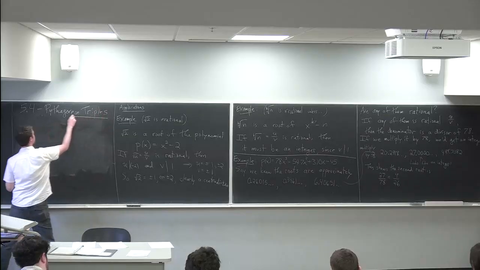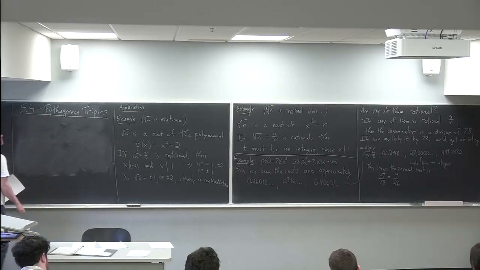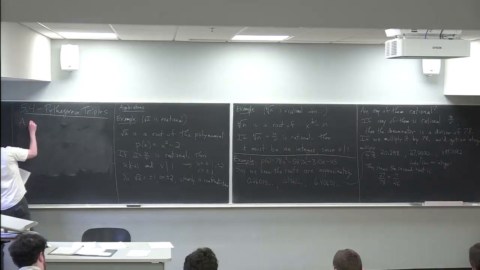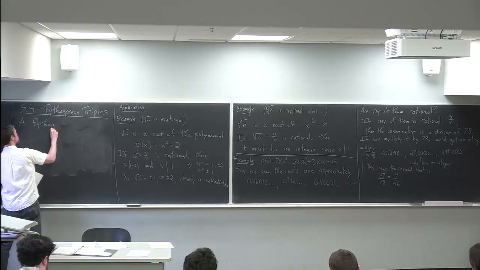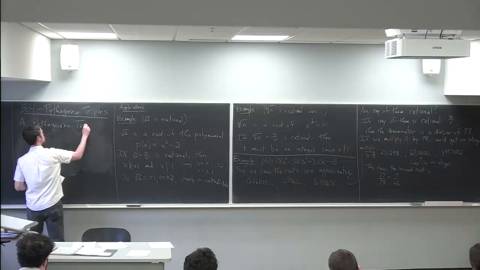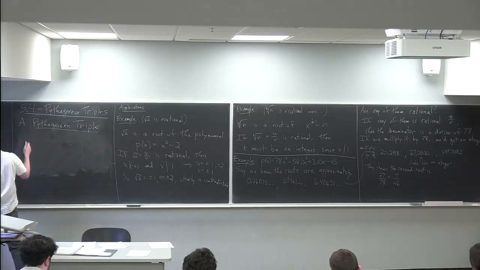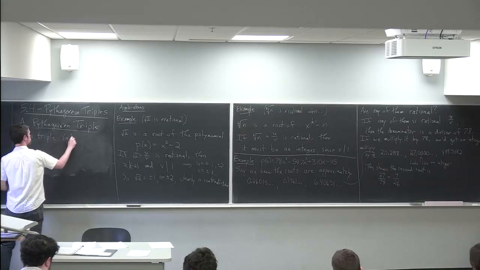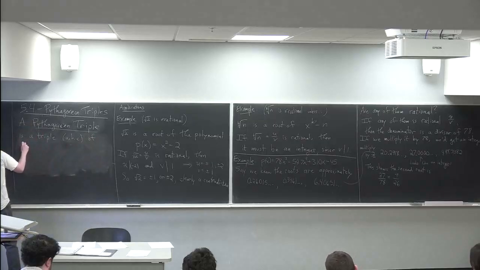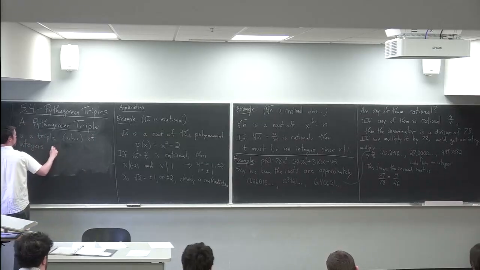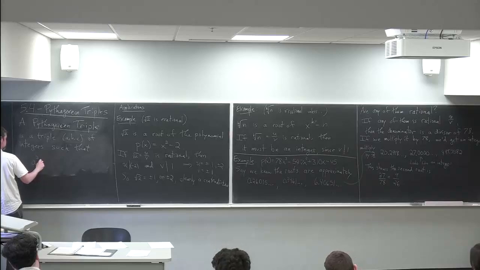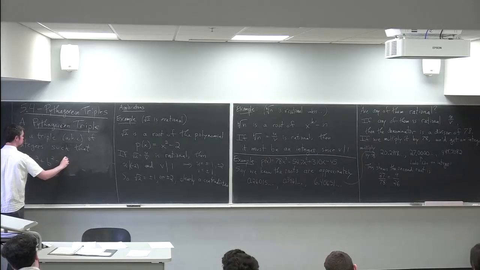Which you all should know, I think, at least one of these things. So these are integer solutions to the equation that is the Pythagorean theorem. Okay, so a Pythagorean triple is a triple of integers, so it's 3 integers, a, b, and c, which have the property that they satisfy the equation of the Pythagorean theorem, which is a squared plus b squared is equal to c squared.